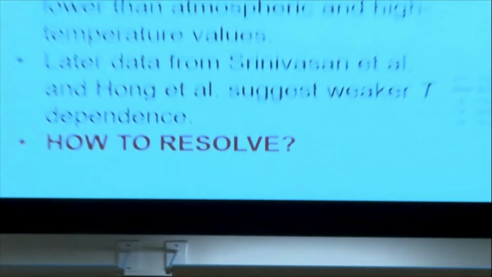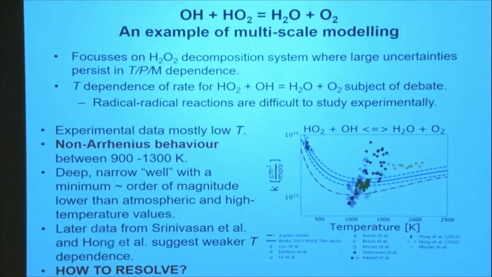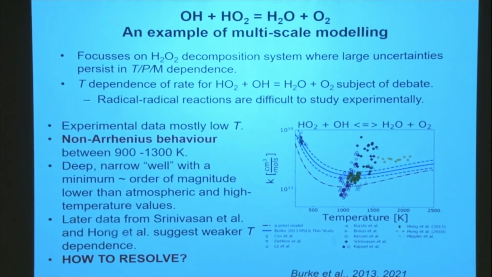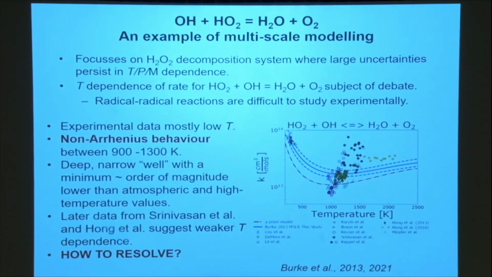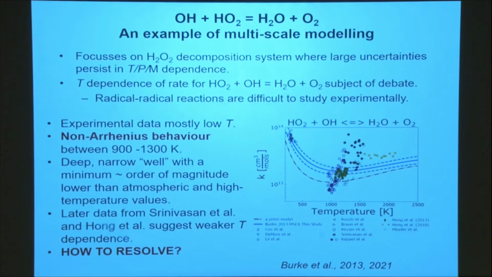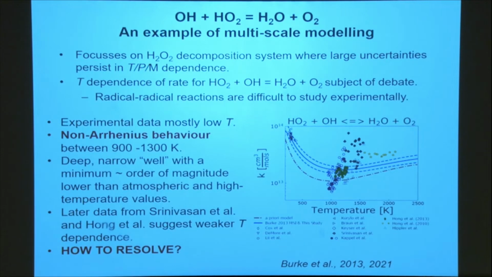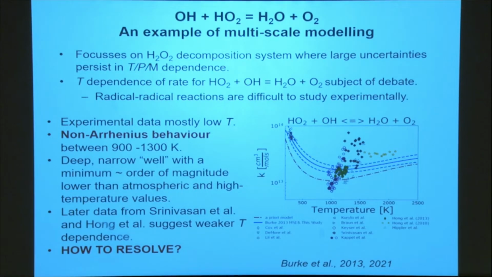But this particular one is HO2 plus OH. So I guess you would call this a radical reaction. And the temperature dependence of the rate constant for this reaction has been the subject of quite a lot of debate. And as I mentioned earlier, radical reactions are difficult to study experimentally. So if you look at the symbols on this plot, this is the experimental data.